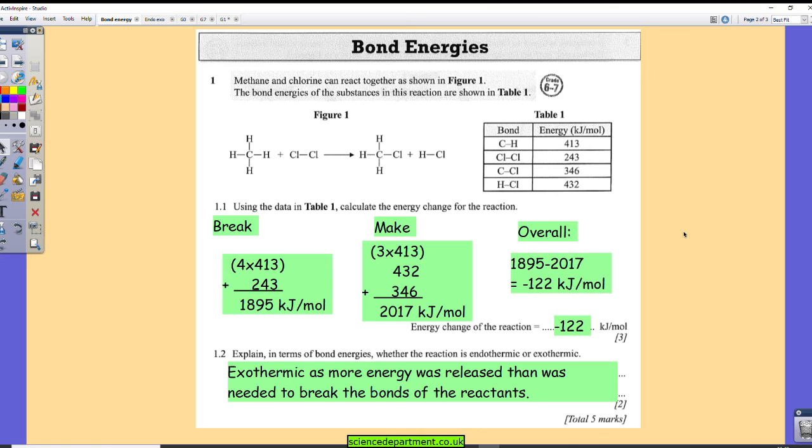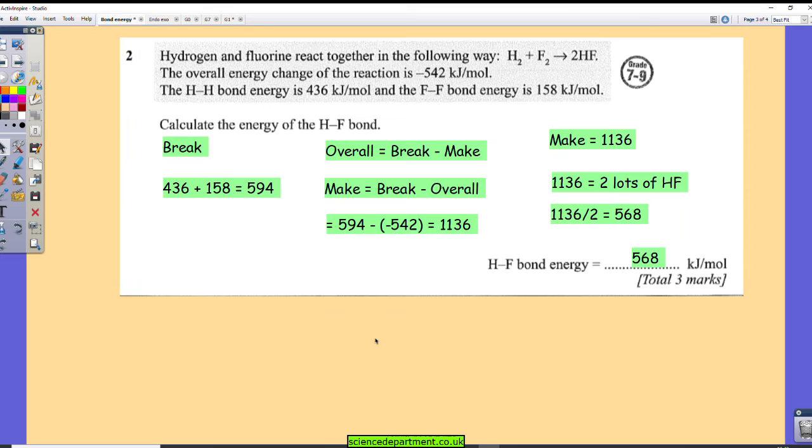Well, we know that it's exothermic because more energy was released than was needed to break the bonds of the reactants. Also, you can point out that as this is negative, then that's definitely going to be an exothermic reaction, but obviously it asks in terms of bond energies, but both of them tally up with each other.